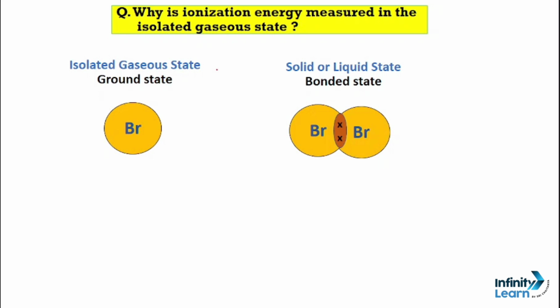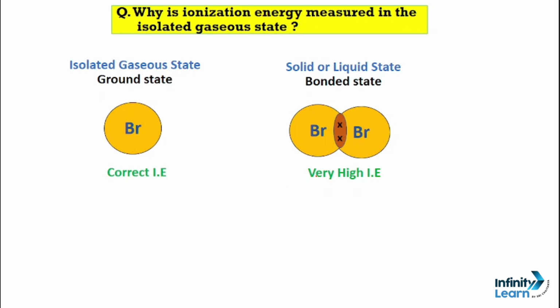Isolated gaseous state means that an atom is present in the ground state, whereas in solid or liquid state it may be combined or in a bonded state. For example, you can see here we have taken an example of bromine. Now if you want to find the ionization energy of this bromine in its bonded state, then very high ionization energy is required to remove an electron from this bonded state.